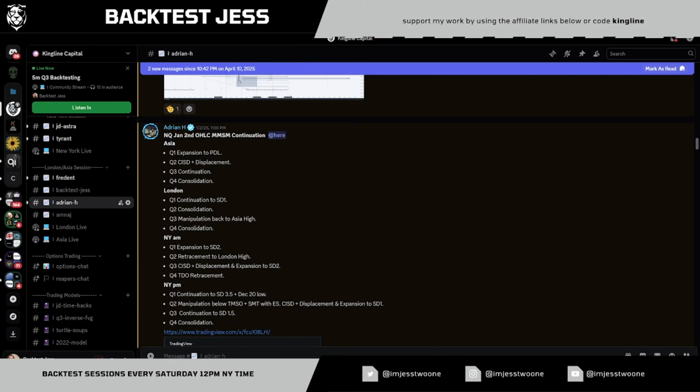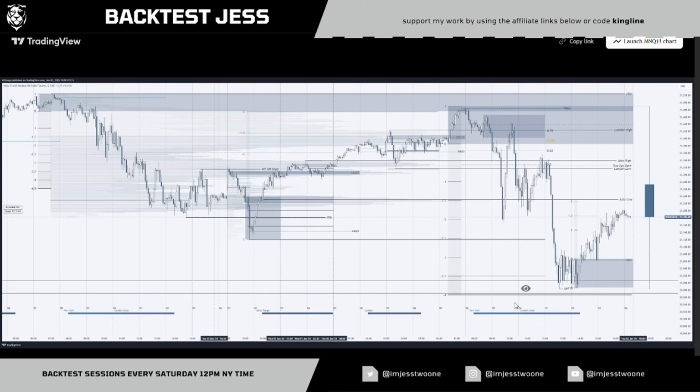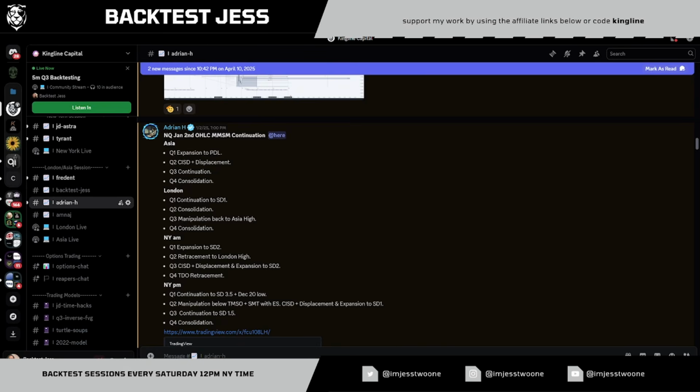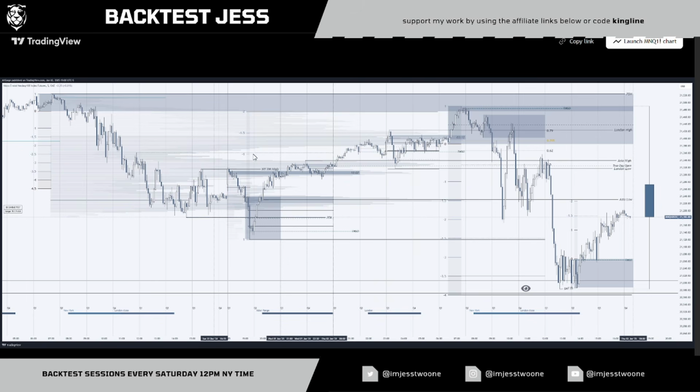And he says for London, we have a Q1 continuation to standard deviation 1, Q2 consolidation, Q3 manipulation back to Asia high, Q4 consolidation. So in London, we had a Q1 continuation to SD1 from this original standard deviation, that has not played out yet. Q2 consolidated because it traded right back into the range. It closed within Q1 here, so we just stayed inside of Q1.